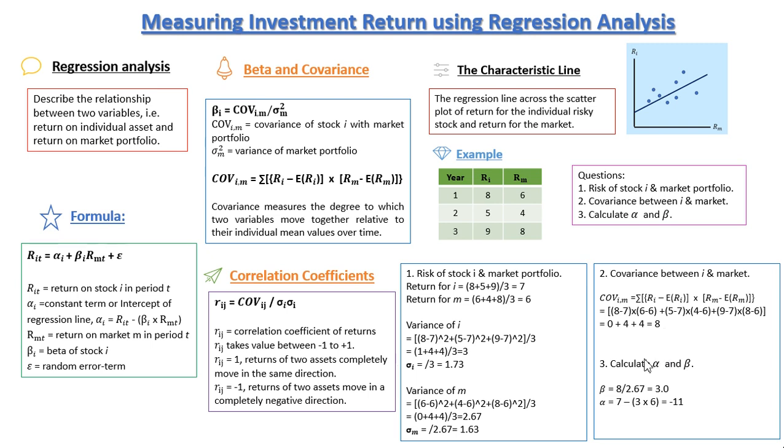Next, we proceed to calculate alpha and beta. To calculate alpha, we will use this formula. However, to use this formula, you need to determine beta first. Beta is determined by using the covariance of I and M divided by the variance of M. The covariance from our calculation is 8, and the variance of M is 2.67. From here, you know that beta is equal to 3. A beta of 3 means that stock I is very responsive compared to the market. Then you plug the figures into the equation, and you will see that alpha is equal to -11.